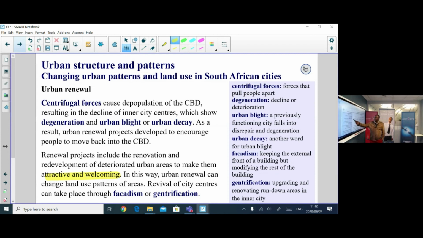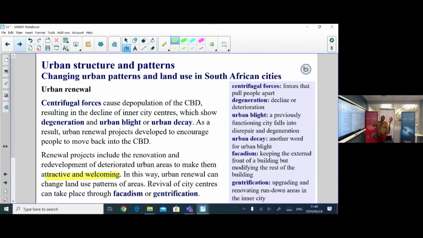What do we mean by urban blight? A previously functioning city falls into disrepair and degeneration. Then urban decay is just another word for urban blight. Then degeneration, decline or degeneration.